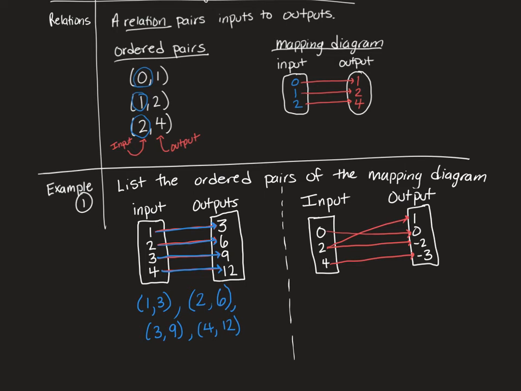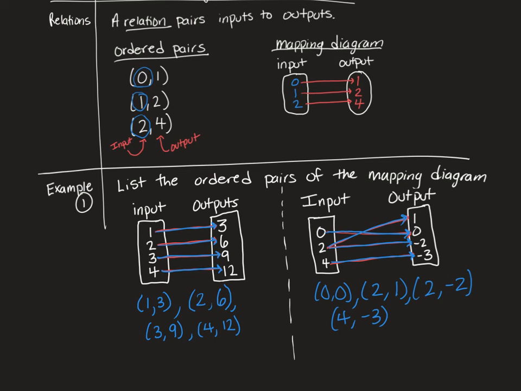All right, so our second example shows us a list of 3 inputs and 4 outputs. 0 goes to 0. So if I were writing that as an ordered pair, it would be (0, 0). My second input has an output of 1, but it also has an output of -2. So if I were listing those as ordered pairs, I would say 2 goes to 1, but 2 also goes to -2. And then my last one, 4 goes to -3.